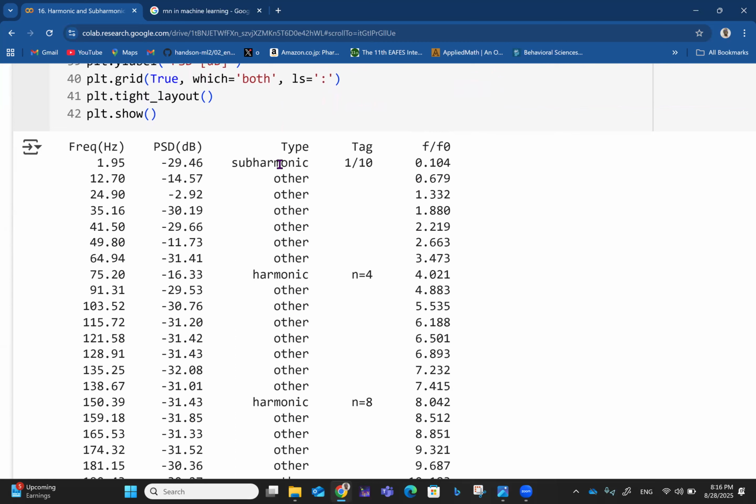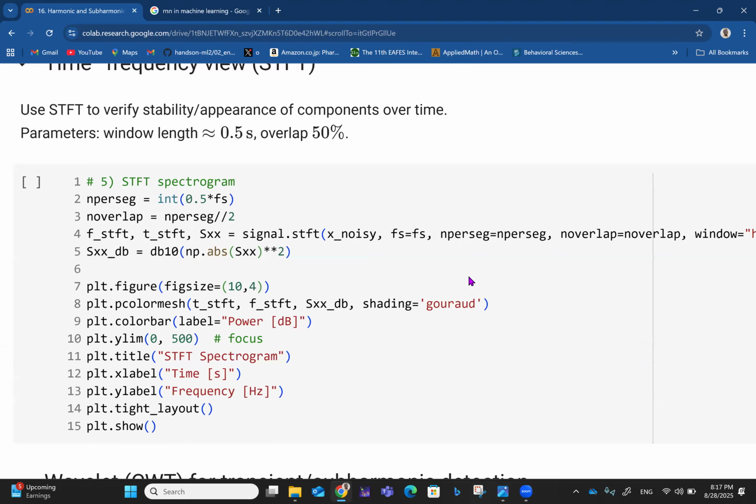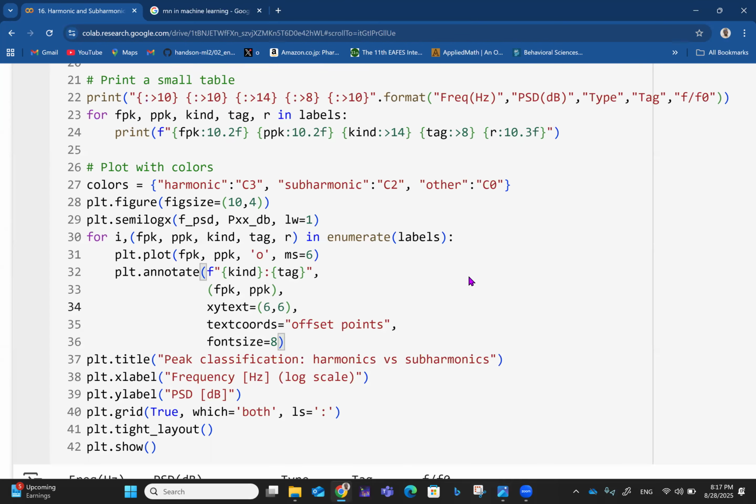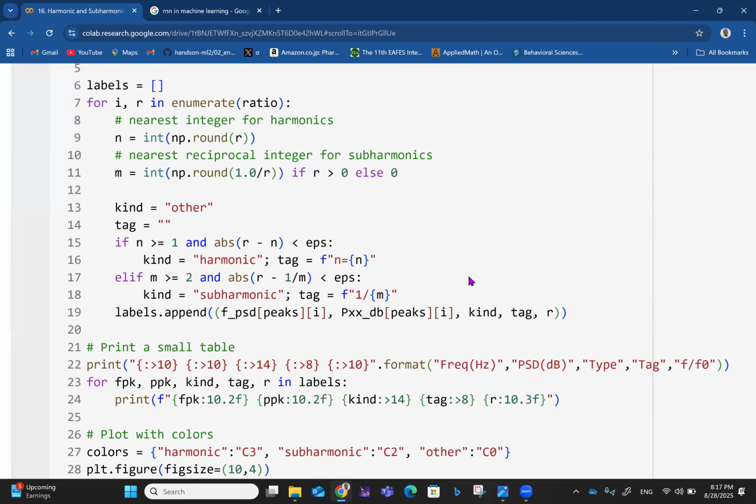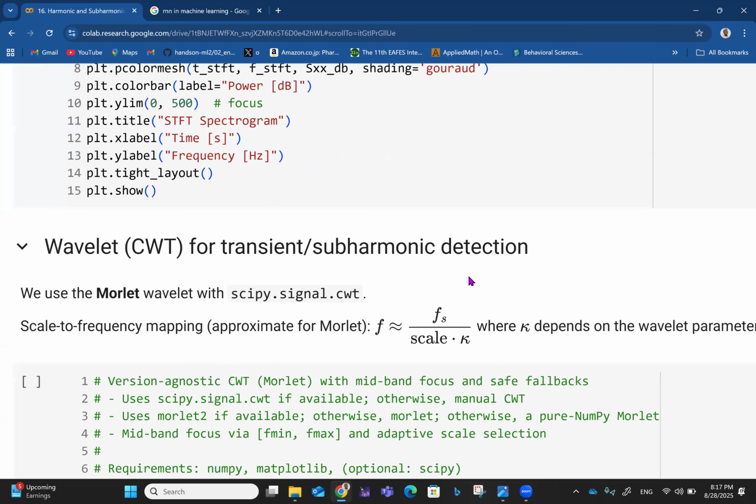The type is subharmonic, the tag is 1 over 10, and f over f naught is 0.104. Then at a frequency of 75.20, the power spectral density is minus 16.33, and it's harmonic because n is equal to 4 and f over f naught is 4.021. So what we have done there is classify peaks as harmonics or subharmonics.